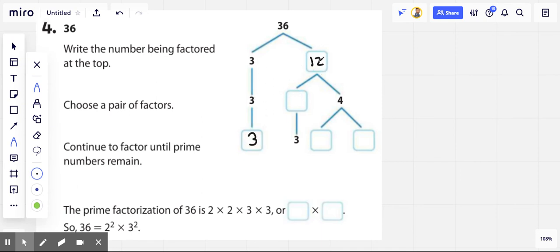Now, 12, let's break that. We have 4, so 4 times 3 equals 12. There is 3, we dropped it down. And then what are my prime numbers that multiply together to equal 4? Well, 2 times 2, so 2 and 2. So the prime factorization of 36 is 2 times 2 times 3 times 3, or 2 squared times 3 squared.